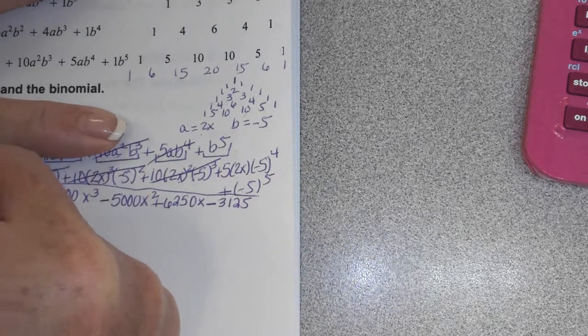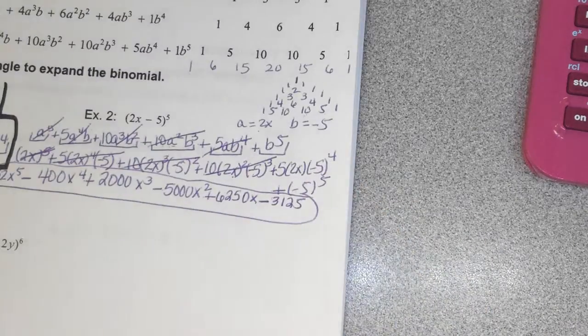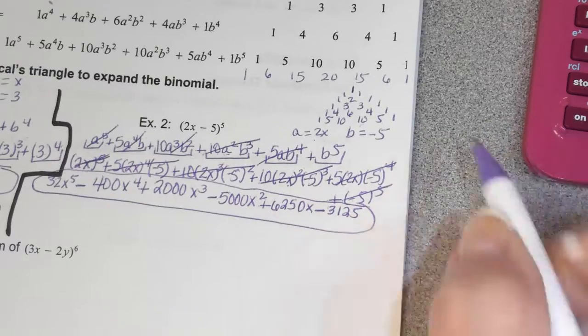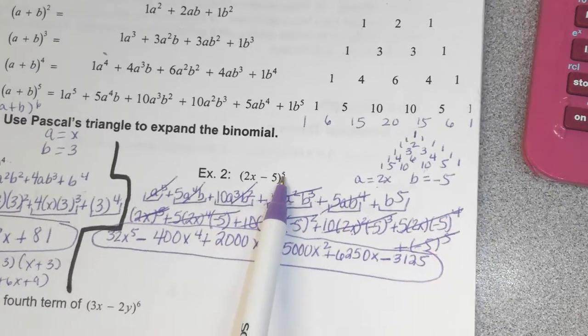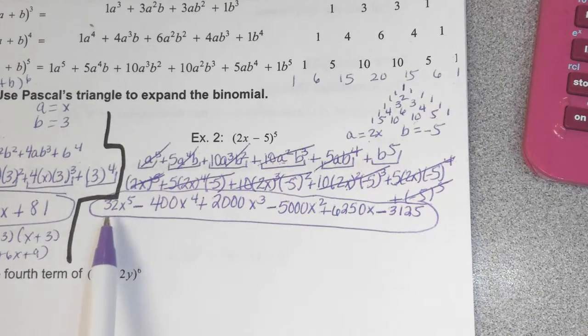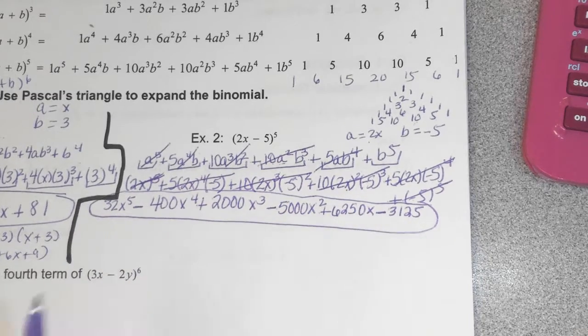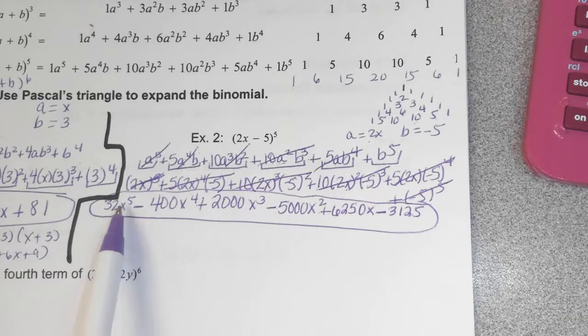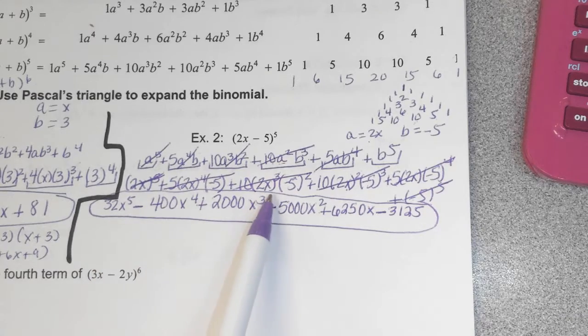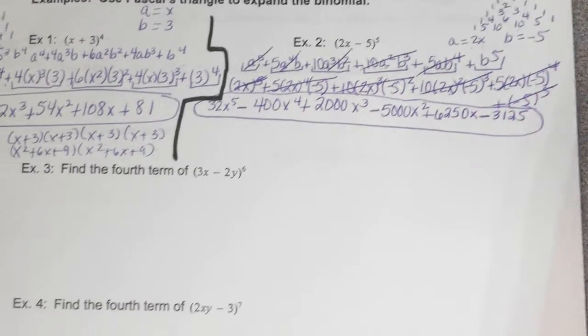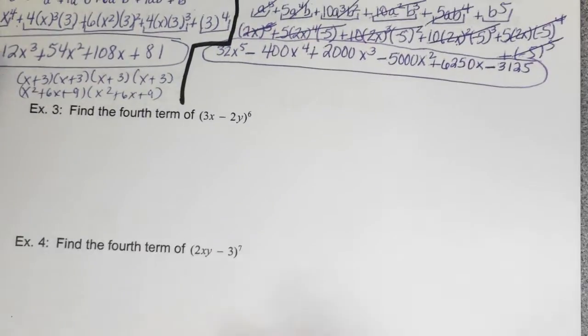This is our answer when we expand that whole thing. I check the number of terms. This is to the 5th power. I should have 6 terms. 1, 2, 3, 4, 5, 6. That's good. My exponents on the x should go x to the 5th, x to the 4th, x to the 3rd, x to the 2nd, x, no x. Looks good. All right. Now, let's look at the next one.